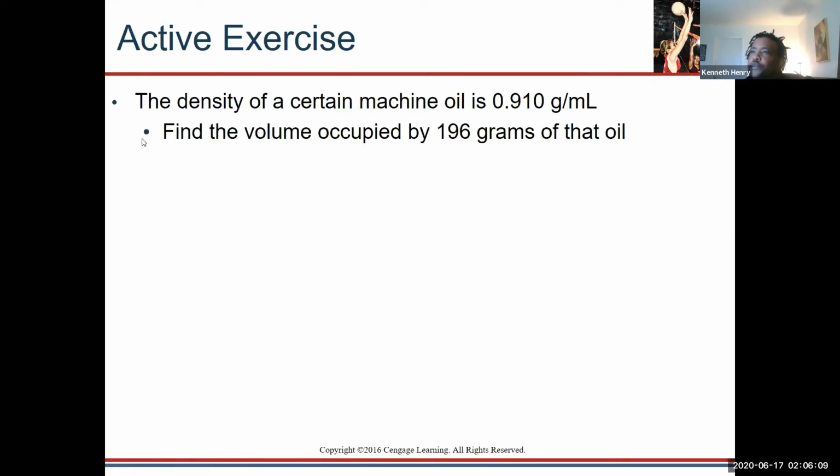Okay, so here's a question. The density of a certain machine oil is 0.190 grams per milliliter. Find the volume occupied by 196 grams of that oil. Who's going to volunteer?